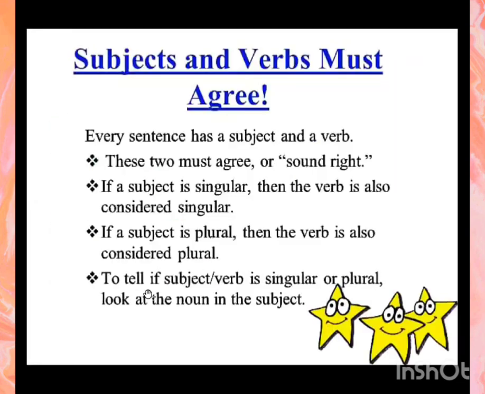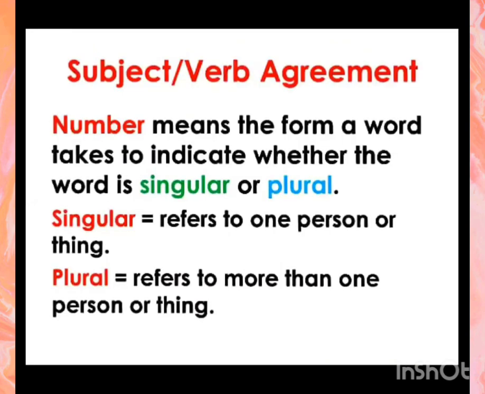To tell if subject or verb is singular or plural, look at the noun in the subject. Very, very important. Dear students, please write and memorize these important lines. Number means the form a word takes to indicate whether the word is singular or plural. And singular refers to one person or one thing, whereas plural refers to more than one person or thing.